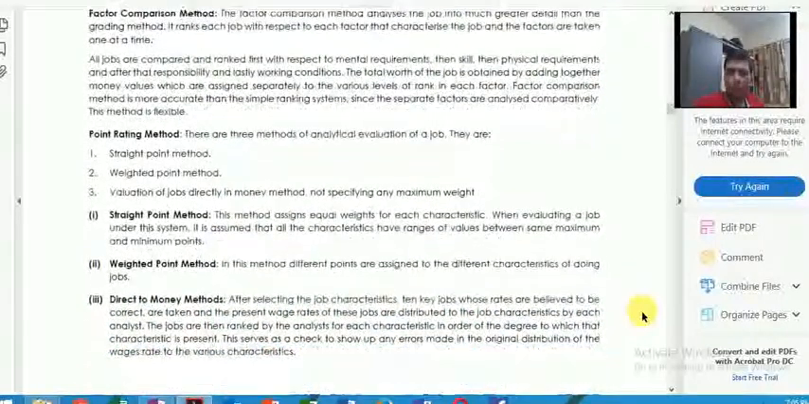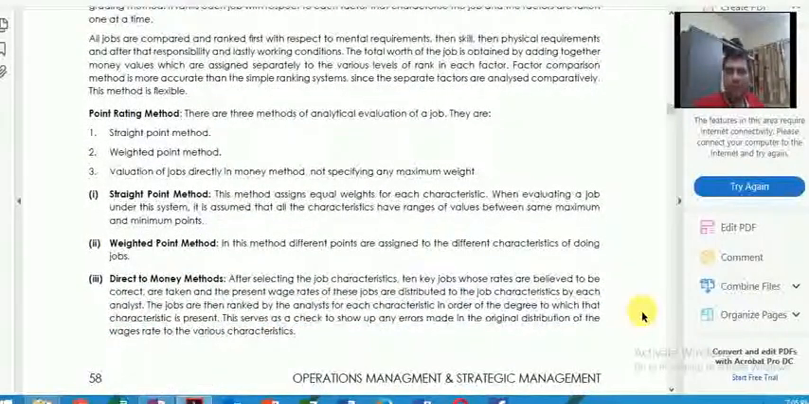The next is the point rating method. What we do in the point rating method is assign weightages. There are three methods in point rating: the straight point method, the weighted point method, and the valuation of jobs. The first, the straight point method, is where we assign equal weightages to equal characteristics.